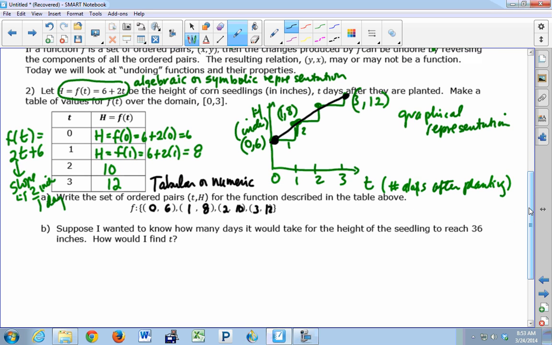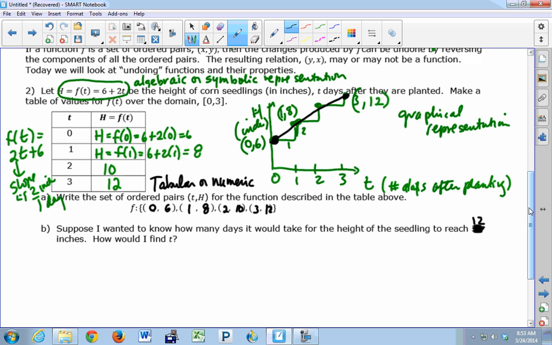All right, so I'm going to change the next question a little bit. Suppose I wanted to know how many days it would take for the height of the seedling to reach 36 inches. How would I find t? I'm going to change that to 12. I want to keep it within this particular domain. Well, first of all, if you have the table or that graph available to you, you just say, hey, I can just go to 12 as my output, and there's my answer, 3. So we know what our answer is already.